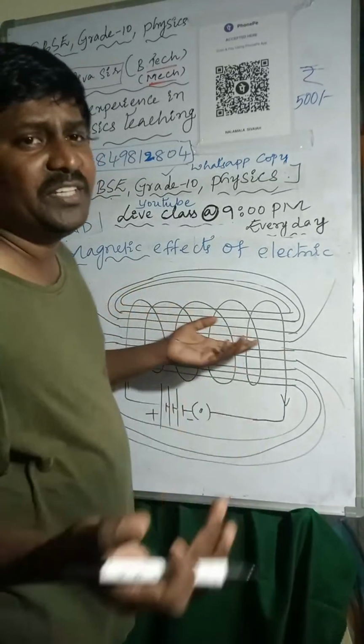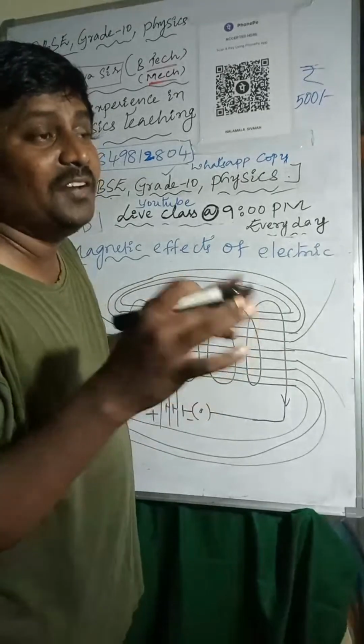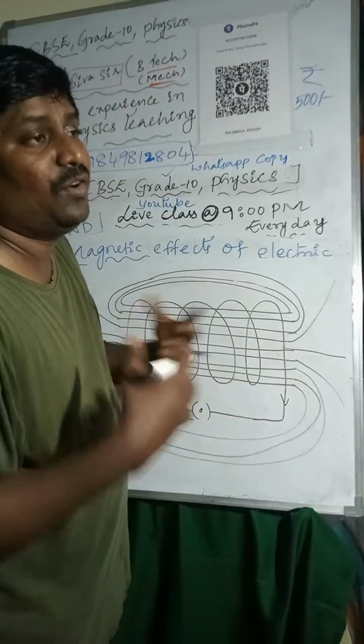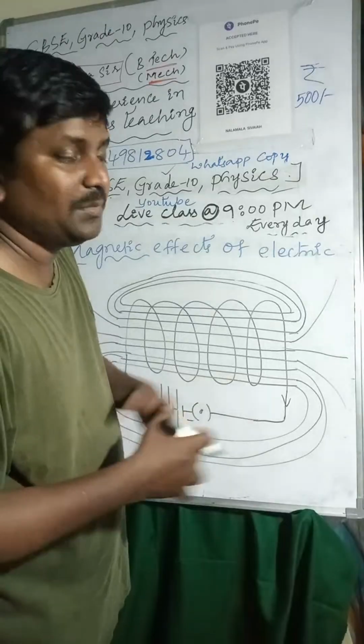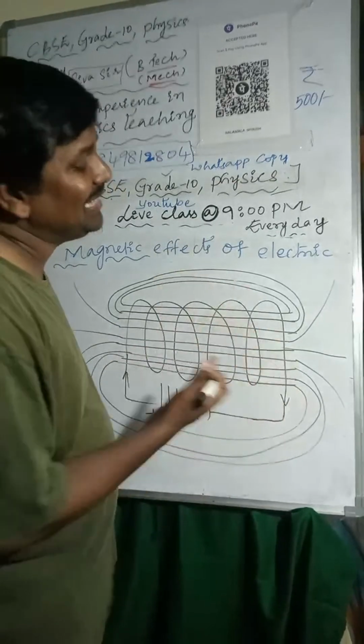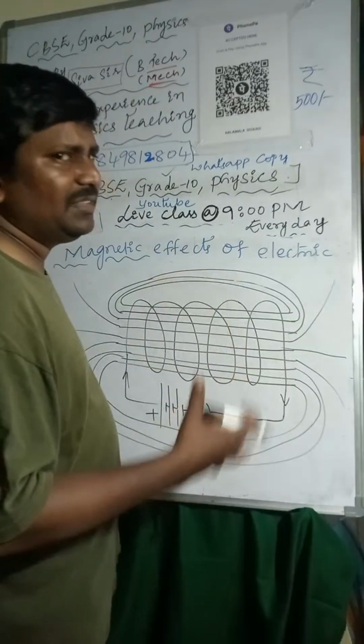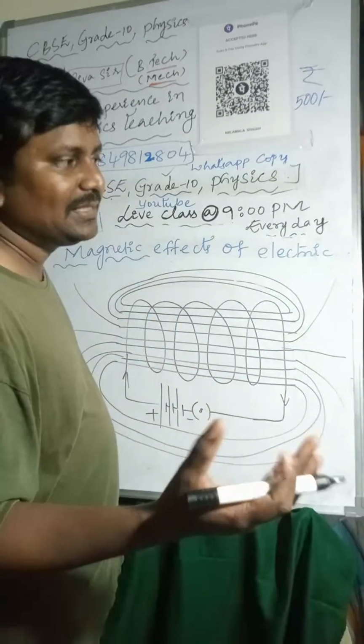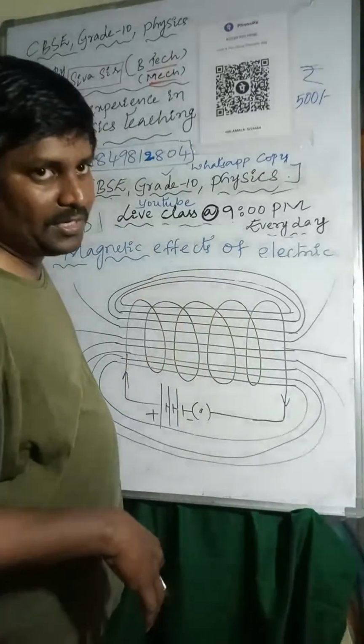So what is conventional current and electric current? Conventional current means nothing but the flow of positive charges. Electric current is nothing but the flow of electrons. Okay, so whatever it is, why are we discussing this point so much? Because direction is very important.